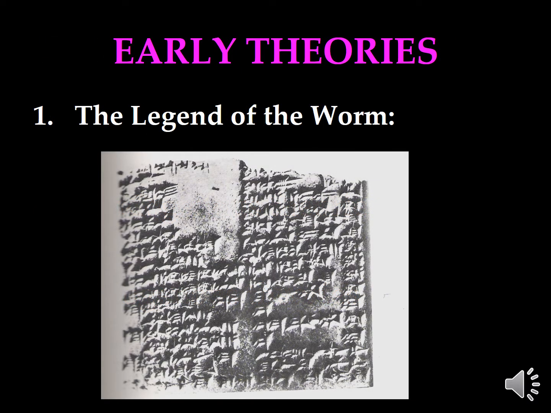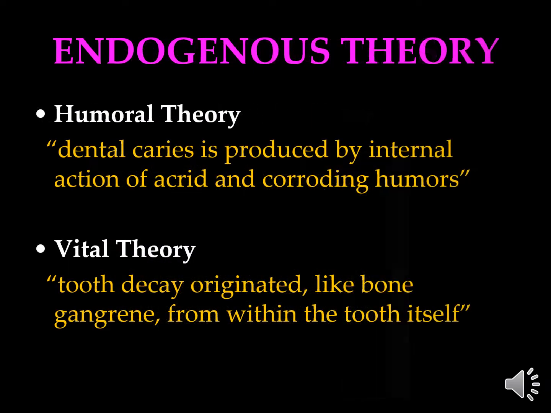Among the early theories, the legend of the worm. According to this theory, it was thought that caries happened because of worms. Next came the humoral theory. According to the humoral theory, it was thought that dental caries happened because of the internal action of acid and corroding humors. The next came the vital theory, according to which tooth decay originated from the tooth itself.